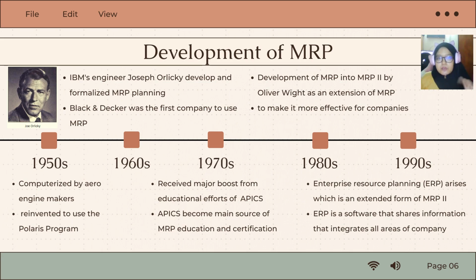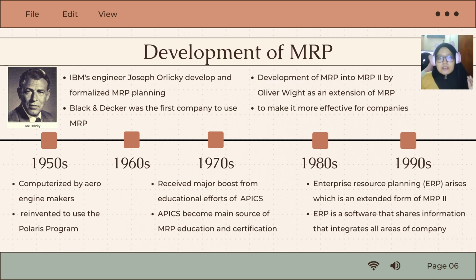In 1970, MRP also received a major boost from the educational efforts of the American Production and Inventory Control Society, APICS. They became the main source of MRP education and certification. In the 1980s, MRP was developed into MRP2 by Oliver Wight as an extension of MRP to make it more effective for companies. MRP2 covers broader aspects such as invoicing, payroll, capacity planning, and shop floor control.